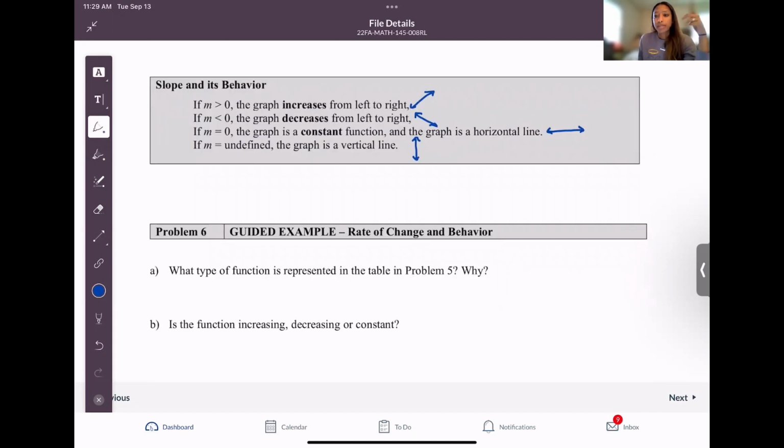All right, so problem 6 is just saying that, hey, what we did in problem 5, where we found that the average rate of change was constant, that represents a linear function. So what type of function? Linear, because the average rate of change is constant.